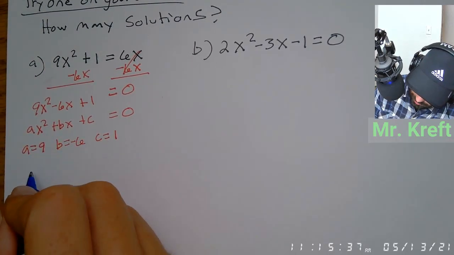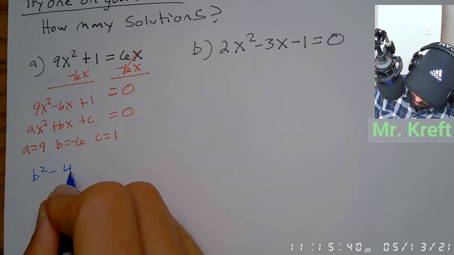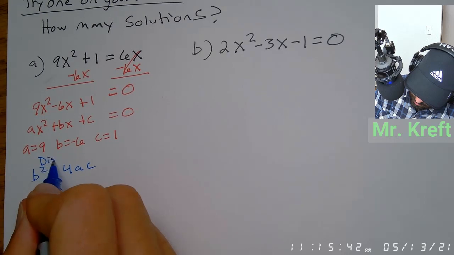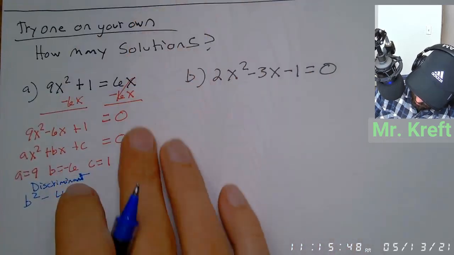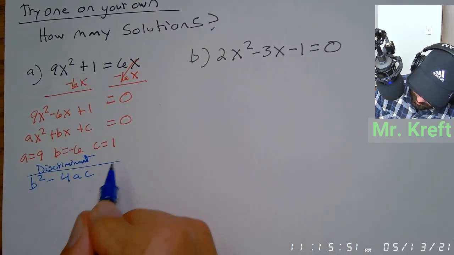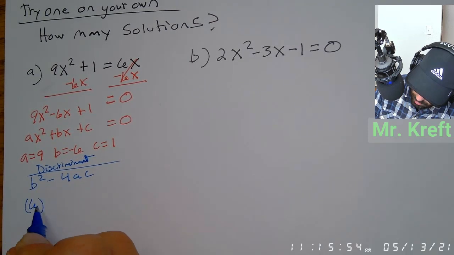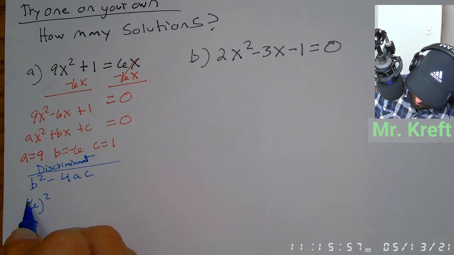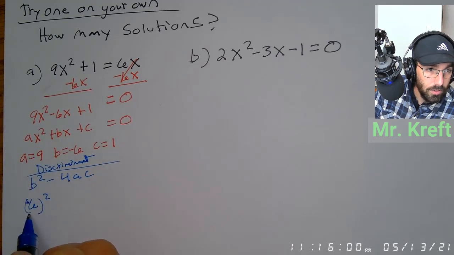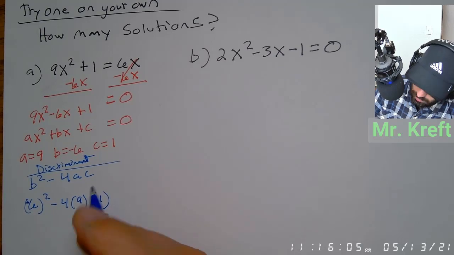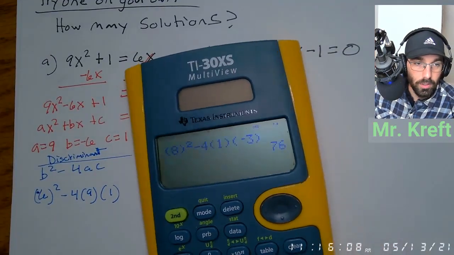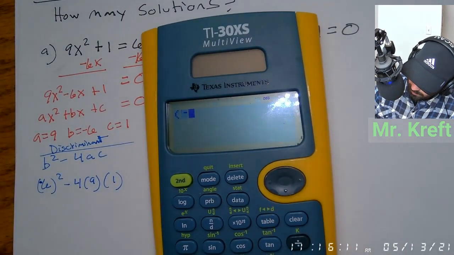My discriminant is b squared minus 4ac. That's my discriminant. And so I'm going to replace things. So I have 6 quantity squared. Oh, negative 6. That's important. It was a negative 6, wasn't it? So negative 6 squared and then minus 4 times 9 times 1. And in my calculator, I'm going to go negative 6 squared and then minus 4 times 9 times 1.